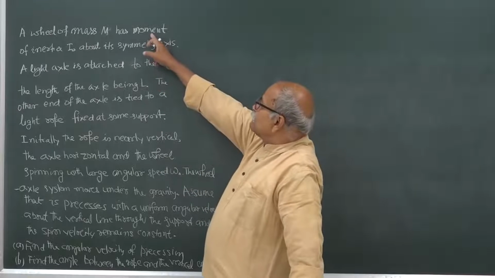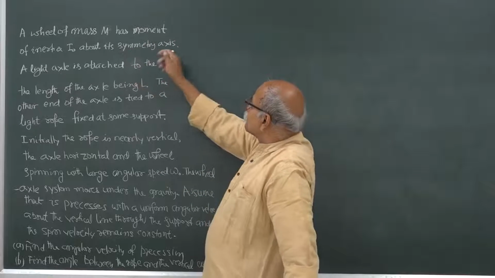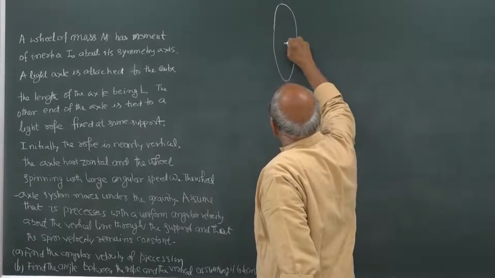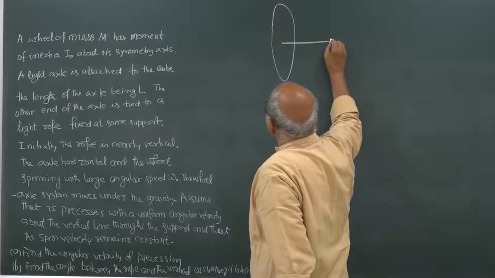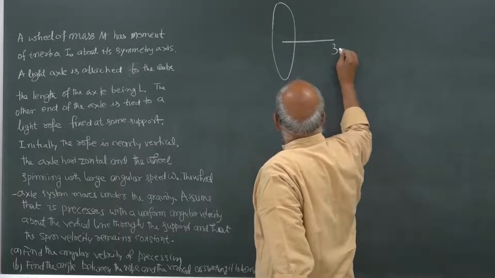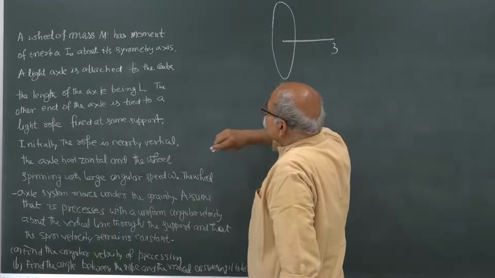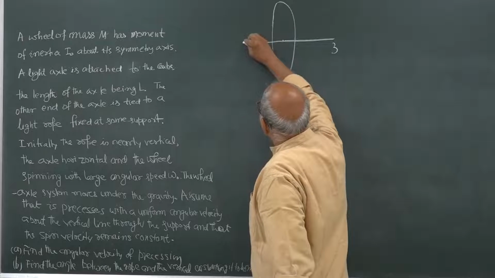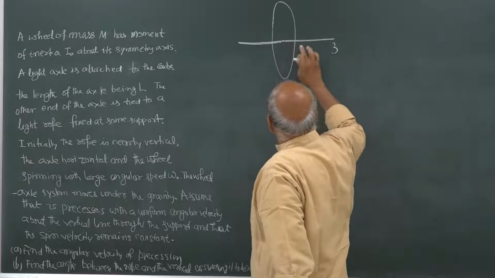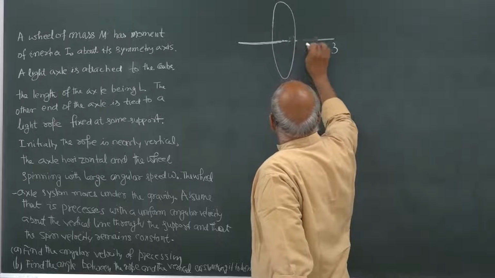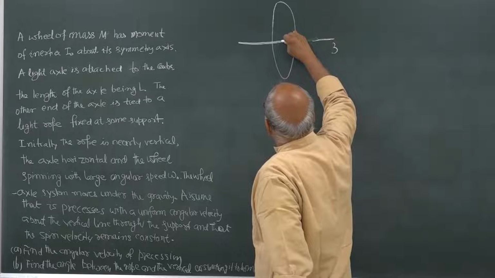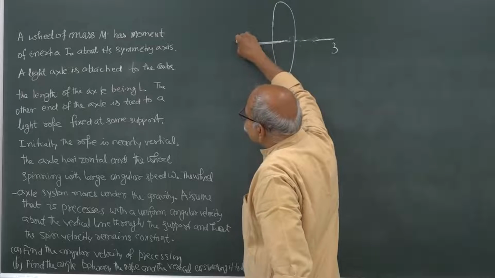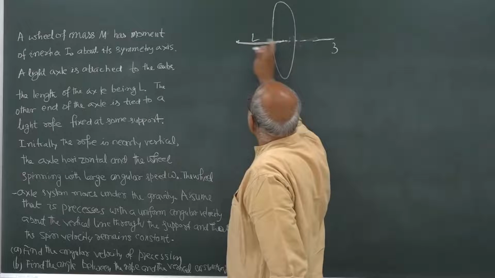A wheel of mass m has moment of inertia I naught about its symmetry axis. So, I have a wheel and this is the symmetry axis, and the moment of inertia about this axis, which we will call, let us say, 3 axis, is I naught. A light axle is attached to the center. So, I have a light axle here. This line is our geometrical line to show the axis, this is the actual physical axle there, and the other end length being L. So, this length is L.